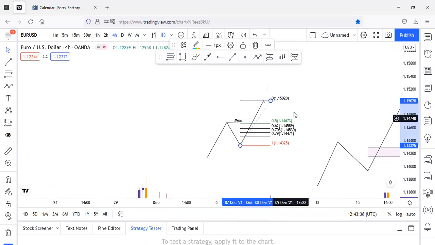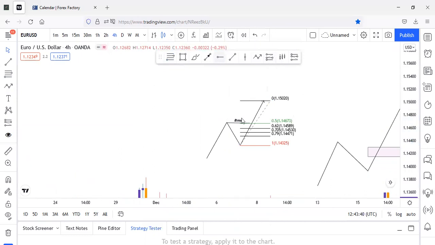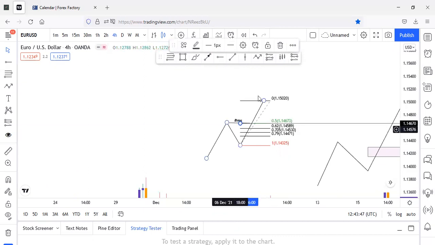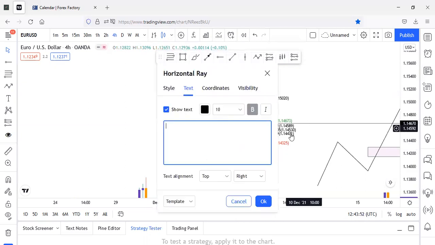Then I'm going to mark up my 50% level, half of the bullish order flow to the upside from here to this point here. So I'm going to mark it up like that. Then I'm going to name it as 50%.